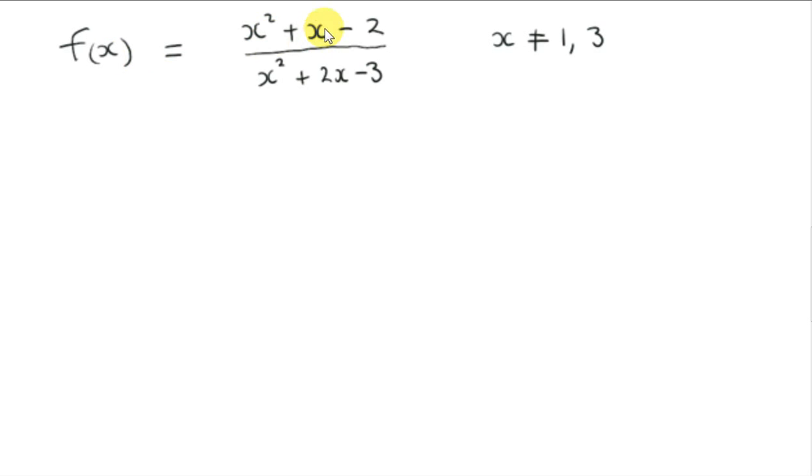f of x equals x squared plus x minus 2 divided by x squared plus 2x minus 3. Now for this function, the domain cannot include the numbers 1 or 3. The reason is because if we try to get f of 1, well, the denominator gives us 1 squared plus 2 times 1 minus 3. That's 1 plus 2 minus 3. That's 0. As a matter of fact, the numerator gives us 1 plus 1 minus 2, which is also 0.